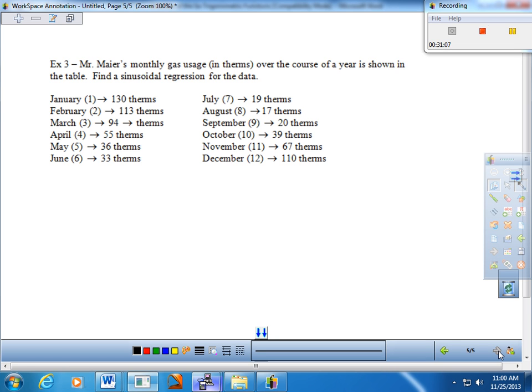Example 3. I actually called Xcel Energy, and they were able to give me this information, so let's go through it. Mr. Meyer's monthly gas usage in therms over the course of a year is shown in the table, and we're finding a sinusoidal regression for the data. This is a quantity that peaks and valleys, winter to summer, and is cyclical year after year. I don't know if it's perfectly sinusoidal, but let's see if we can come up with a regression nonetheless.